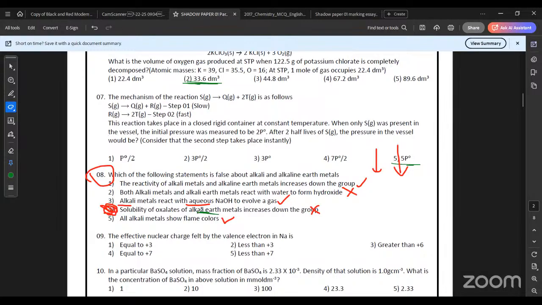Solubility of oxalates of alkaline earth metals increases down the group. That is wrong. Because as we talked in previous classes under water solubility, we learned that oxalate water solubility is not a common thing. The one at the top dissolves, the ones in the middle don't dissolve, and then going down they dissolve again, right? So if you can remember that, then that's good. But that statement is wrong, I think, the fourth one.